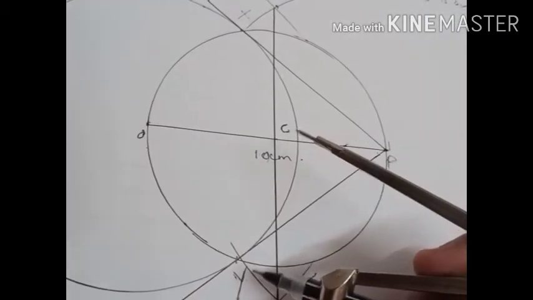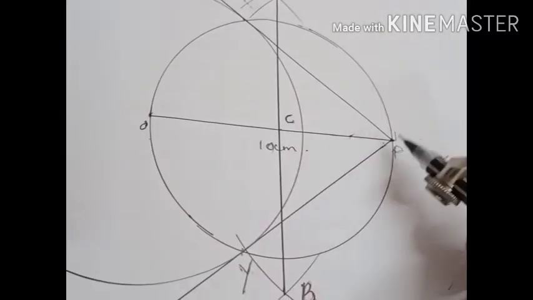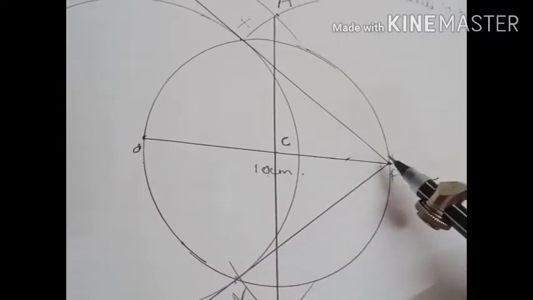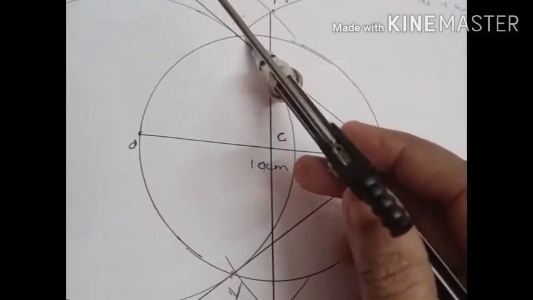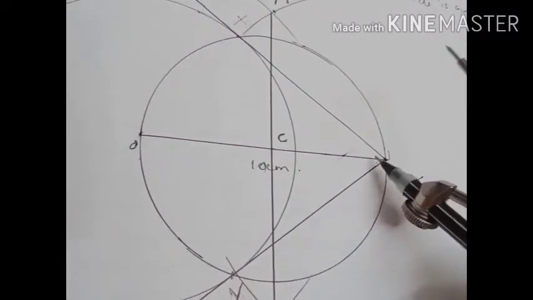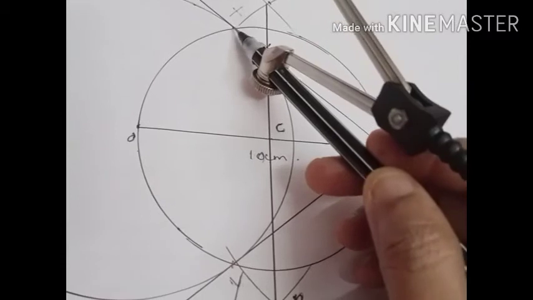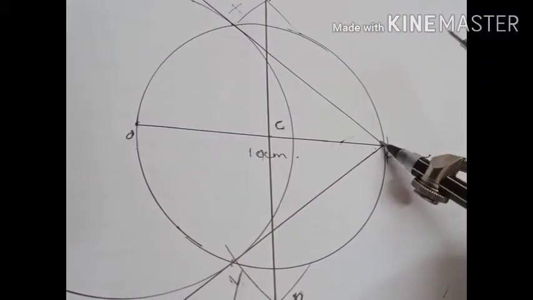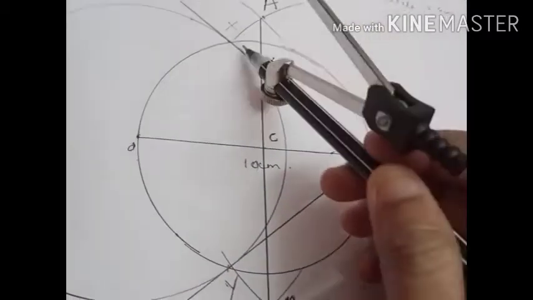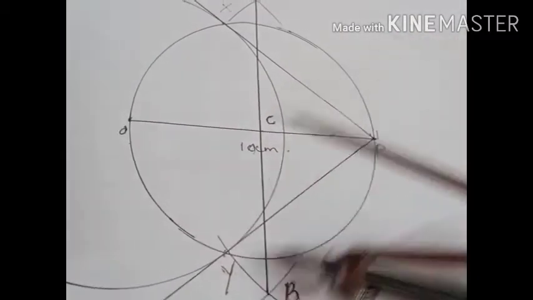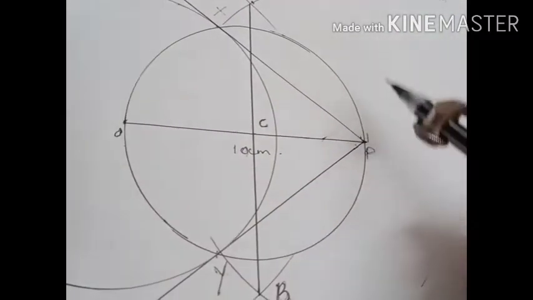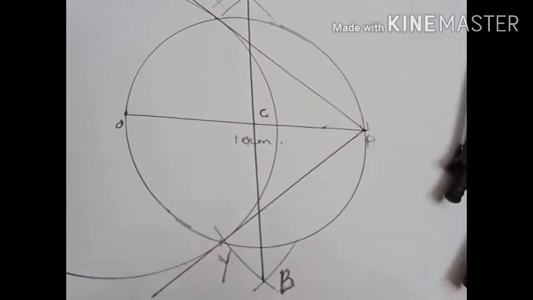Then we have to take the measure of PX and PY. Length of the tangent means from the point to the point of contact. That much length only we should take. This we can extend to anywhere. But length of the tangent means from the point of contact to the point. Okay. So this PX and PY are the length of the tangents that we should measure by the ruler.